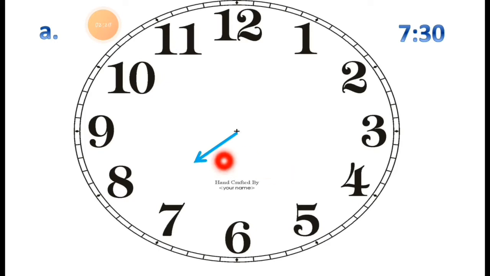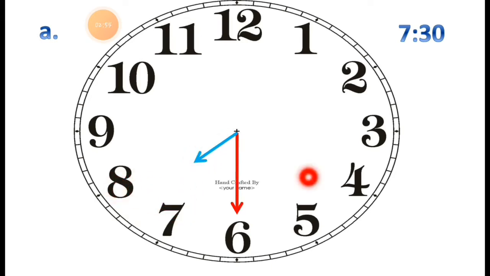Let's draw the short hand first, the hour hand. It shows the hour. See, it's 7:30. It means you have to draw the hour hand, the short hand, between 7 and 8. Near 7, but it's not exactly pointing to 7. It is pointing between 7 and 8. See this.